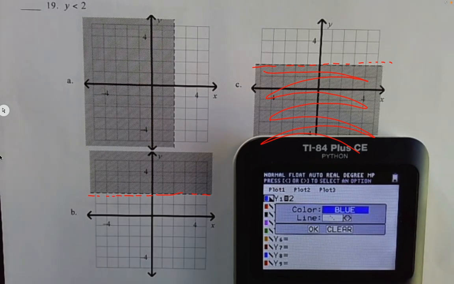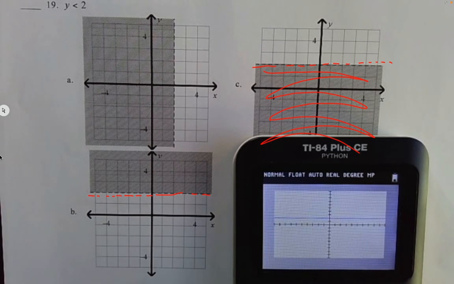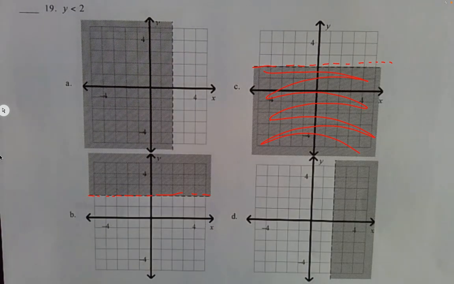Okay. If you have any trouble, yeah, that's good. If you have any trouble with that, just come ask me on the test, okay? Questions on number 19? No? We're good with that one?